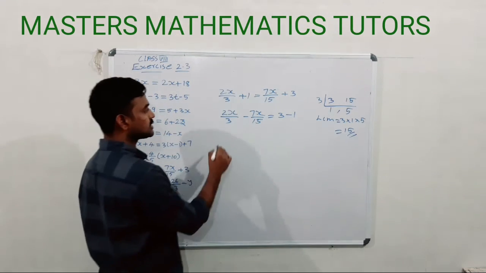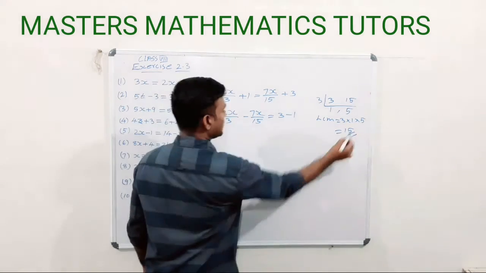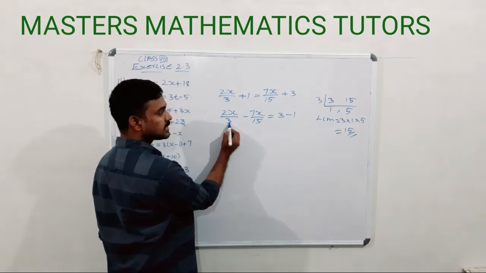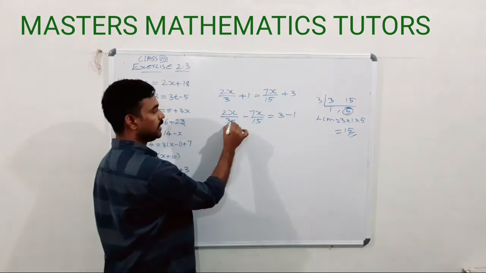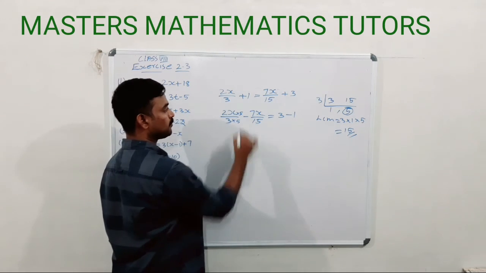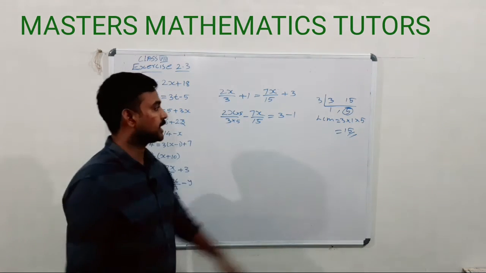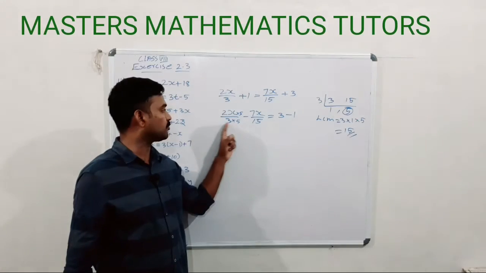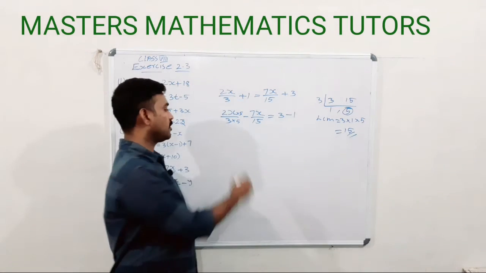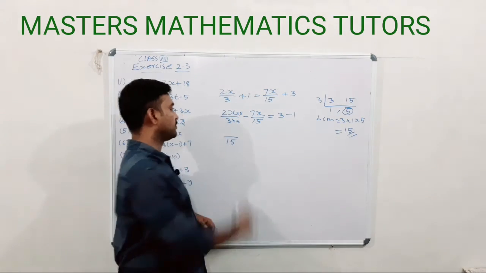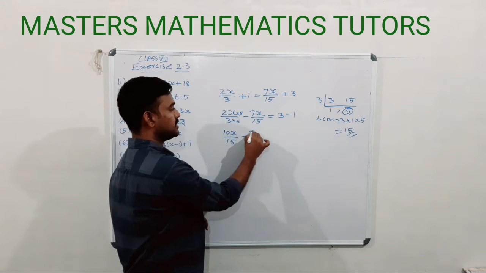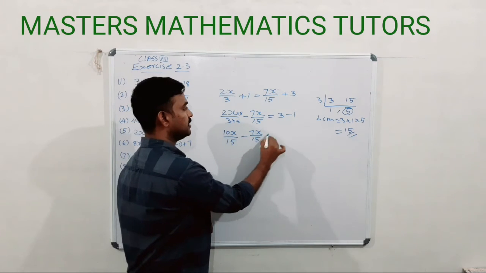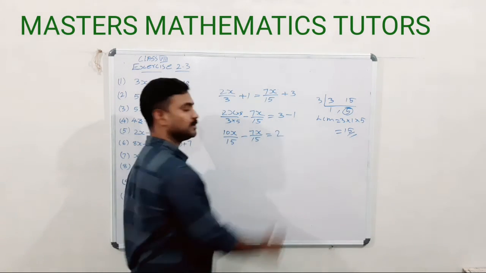Now we got the answer. Here 15 is the LCM, but the number 3 is here, and 5 is there other than 3. That can be multiplied on both sides. What am I doing? To get this 15, I am multiplying with 5. 5 3s are 15. So we get the denominator 15, and 5 into 2 is equal to 10x minus 7x by 15, which is equal to 3 minus 1 is equal to 2.